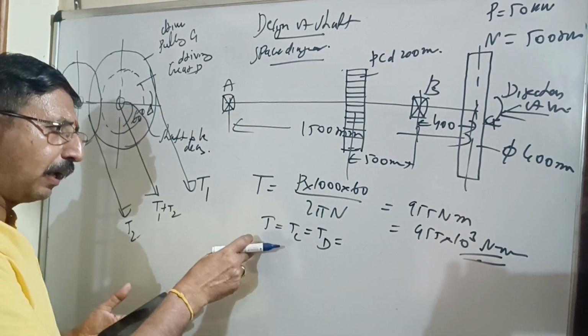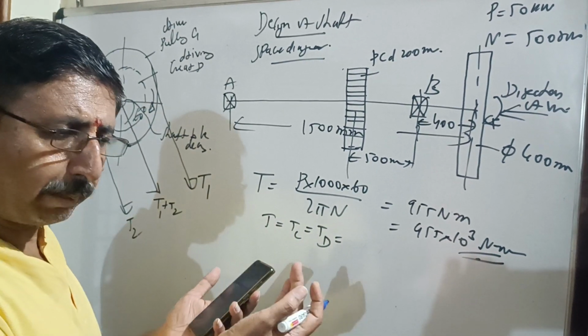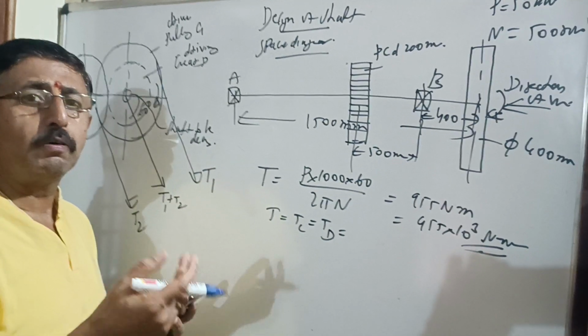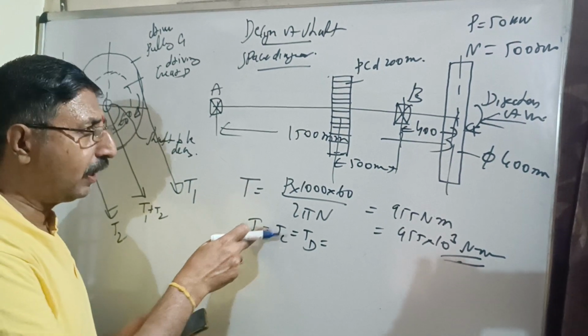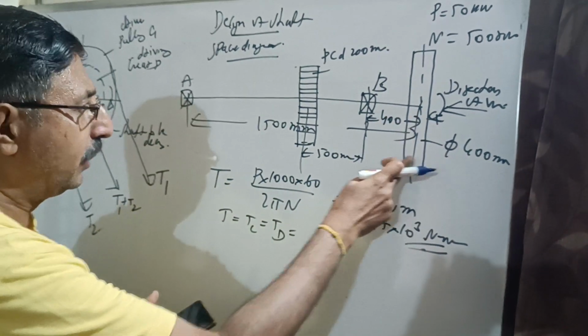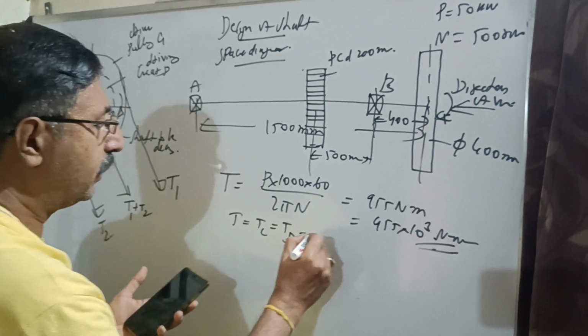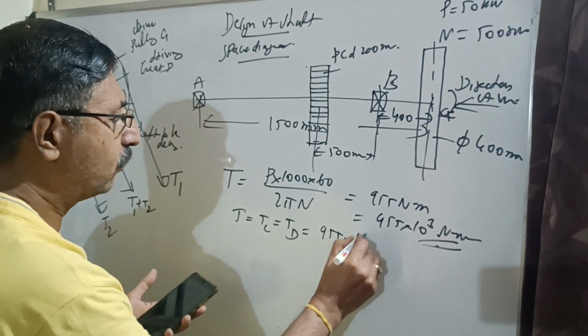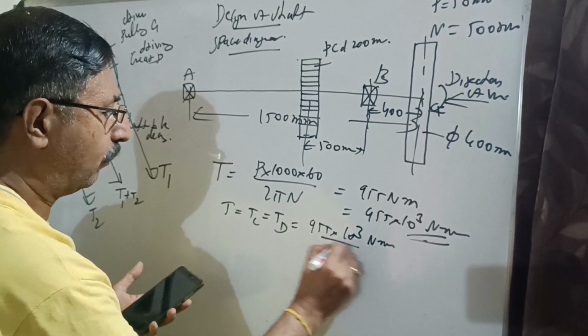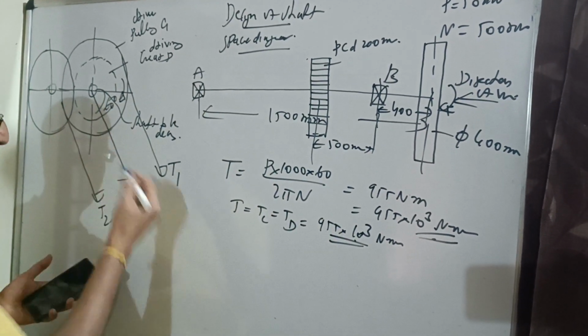Whereas in this particular problem, whatever the power that is received by the shaft will be delivered to only 1 unit. In that case, whatever the torque that is available at pulley C is the same as the torque available at gear D. So T is equal to TC is equal to TD. That is 955 into 10 raised to 3 Newton-meter. Okay, now let us start analyzing one by one.